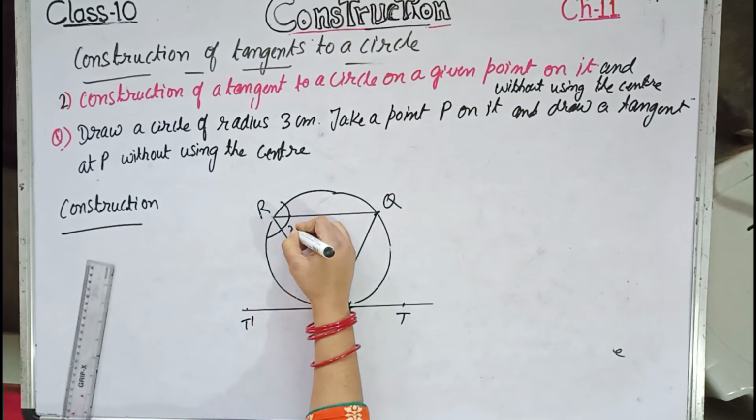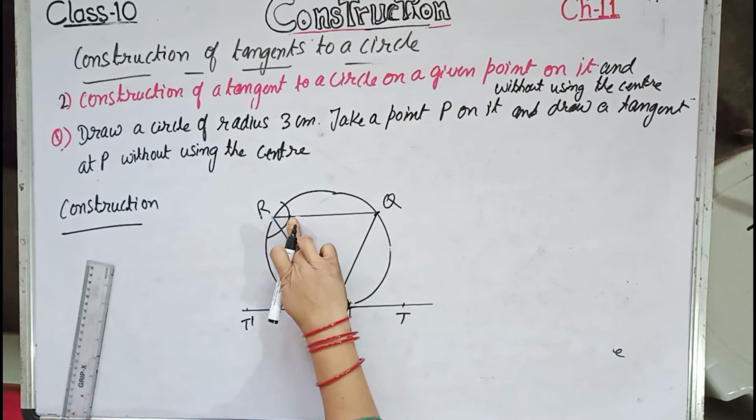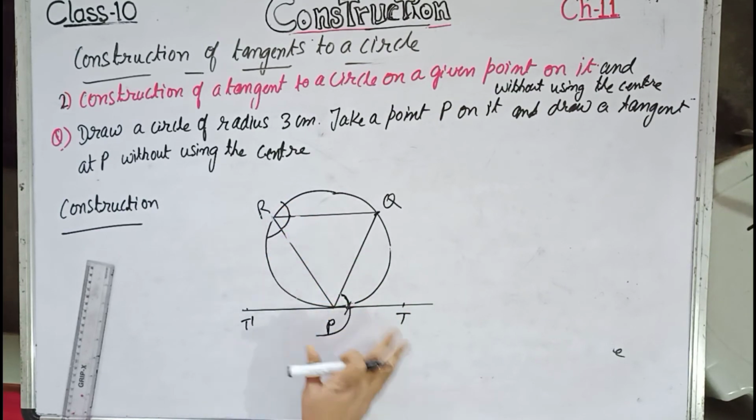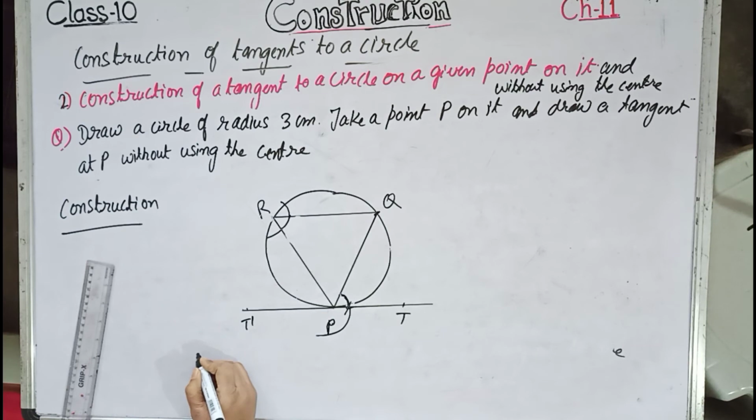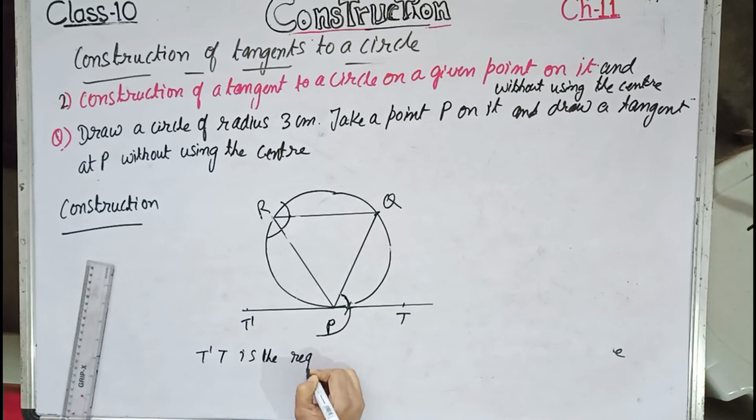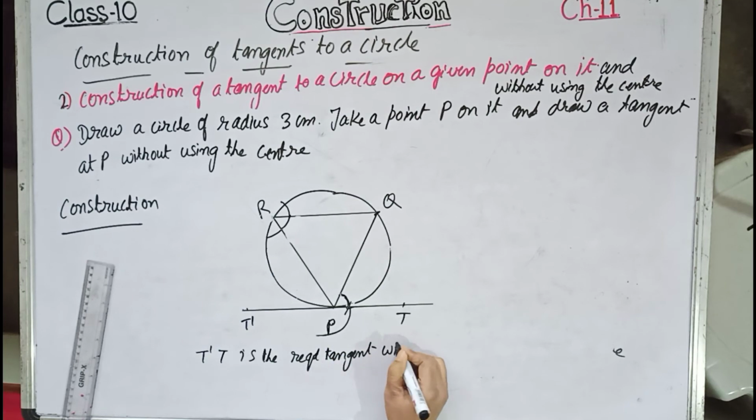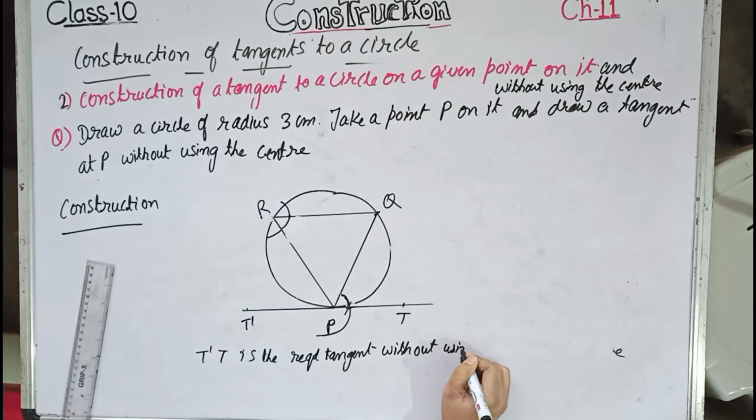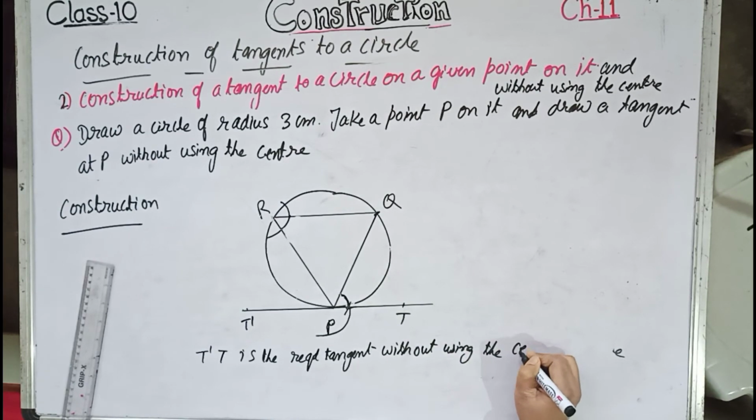Over here we can write X and Y, but don't write X and Y because we haven't drawn a particular angle. So T dash T is the required tangent without using the center.